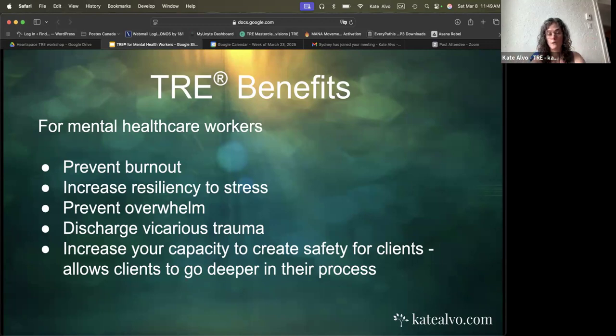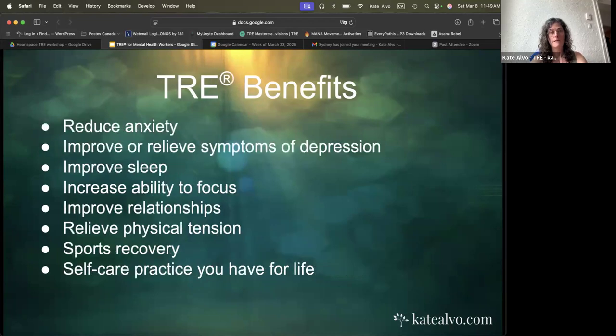The more grounded you are, and the more regulated your system is, the better a co-regulator you're going to be, and the clients will detect that through neuroception. They will be able to hear it in your voice, see it in your face and body language when you're grounded and have a large capacity to hold the space for them. TRE can also reduce anxiety, relieve symptoms of depression, improve sleep, increase ability to focus, improve relationships, and relieve physical tension.